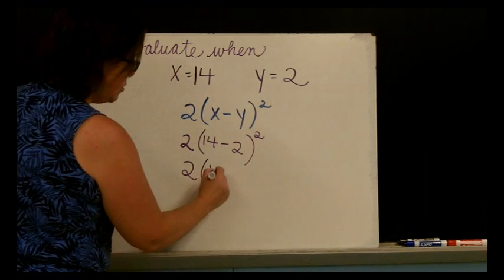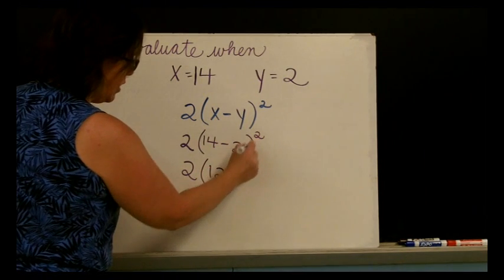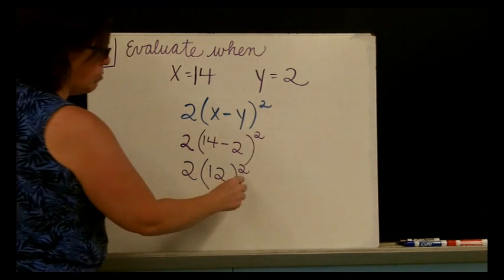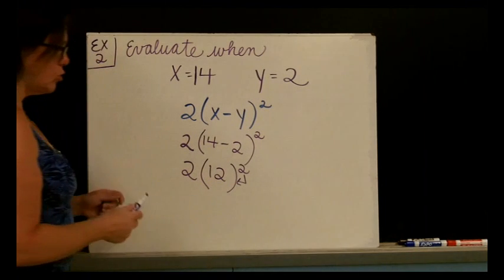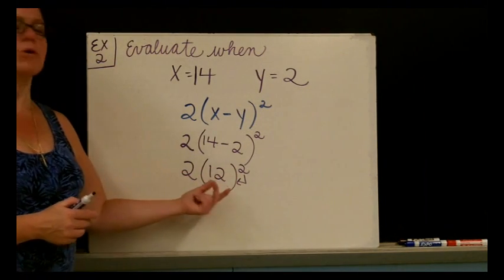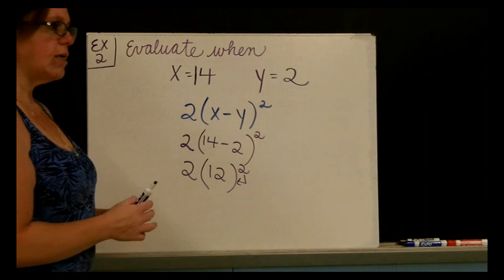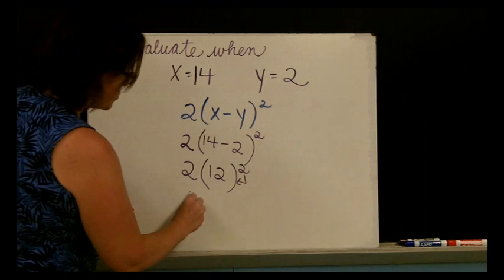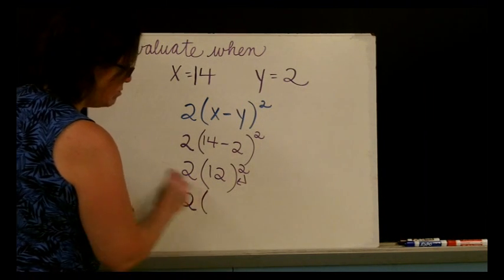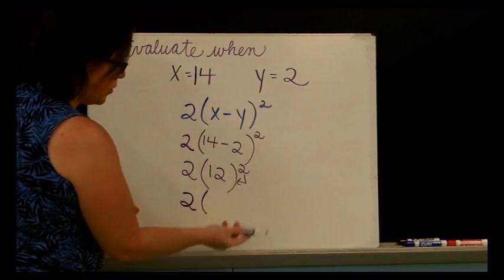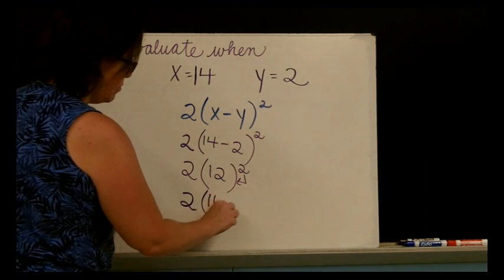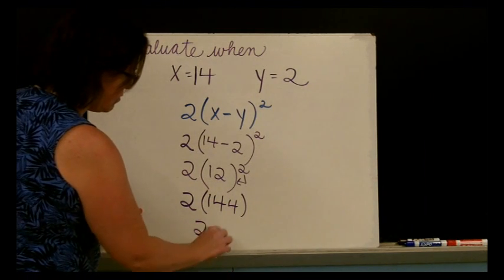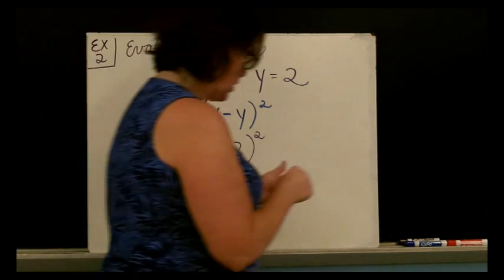14 minus 2 is 12. And we have our exponent 2. Now it's important to remember that this exponent belongs only to this 12. We have to take care of the exponent first, and then we multiply. The E, exponent, comes before M in PEMDAS. So this 2 still just comes right down. 12 squared, so that's 12 times 12, is 144. 2 times 144 gives us a final answer of 288.